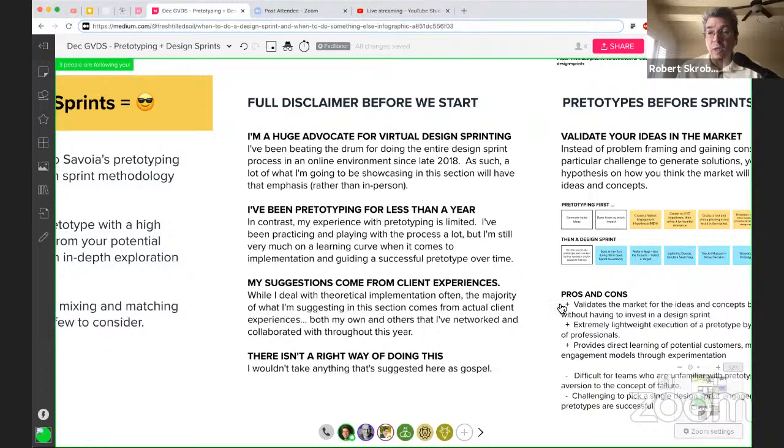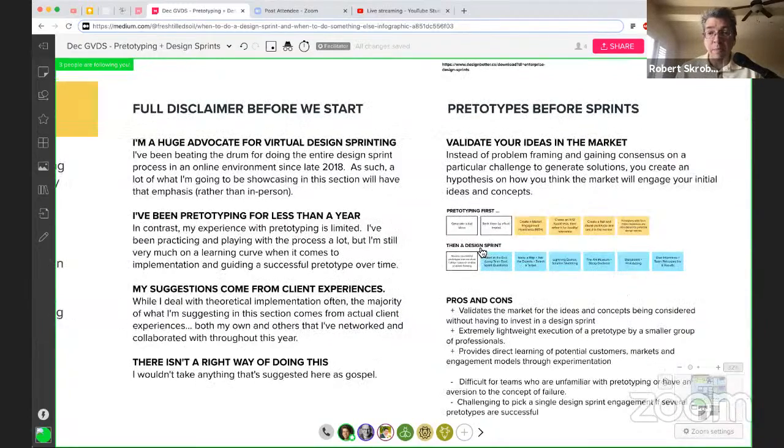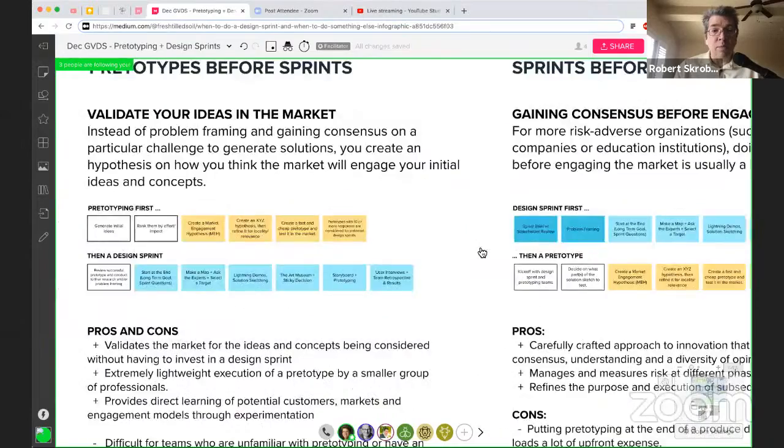The suggestions here come from client experiences that I've had, not only myself but with other people I've done it with in the past. So this is taken from actual applied experience. And there's no right way of doing this. So take these as potential examples, but I wouldn't say these are blueprints. These are just potential ways of blending the two together that seem to work so far in the market. Okay. So we'll start with prototypes before sprints.